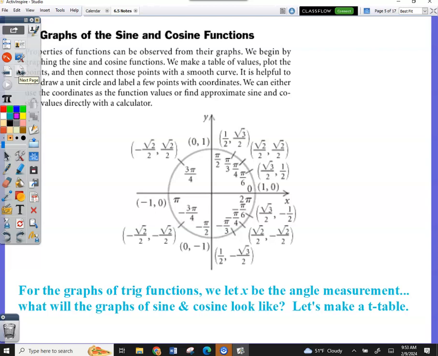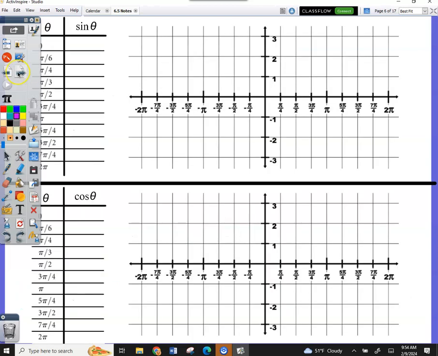We're looking at the graphs of sine and cosine. For the graph of trig functions, we're going to let x be the angle measurement. And then we're going to look at if you were to plot a point every time you found the x-coordinate, what would it look like if you connected the points? So this is what we've already put together. It's only part of it labeled. It doesn't have all of them.